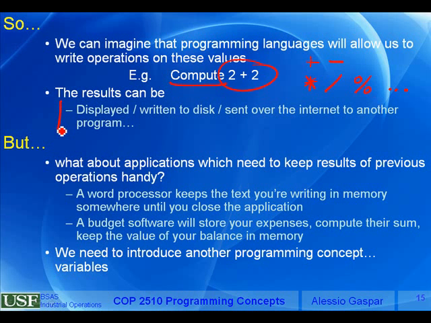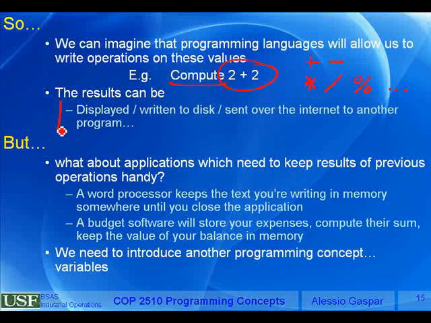What about when you have an application which needs to keep the result of a previous computation handy? For example, when you're typing an email, your email client is actually storing everything you type in memory somewhere. A word processor, same thing. You are storing your text in memory before you decide to save it to disk and turn off your computer. A budget software will ask you to input all of your expenditures and then store them in memory, and use these values to compute the balance of your bank account, etc.